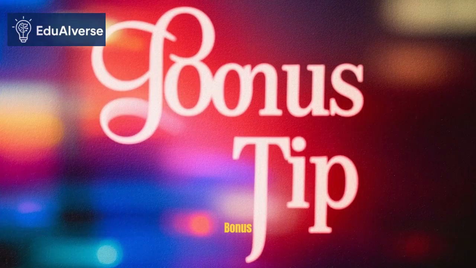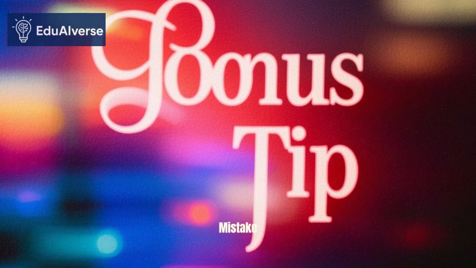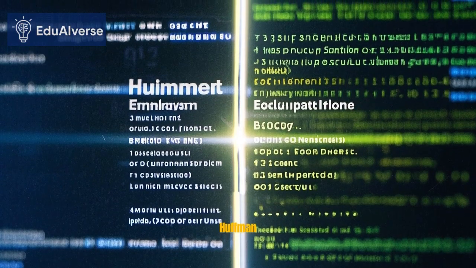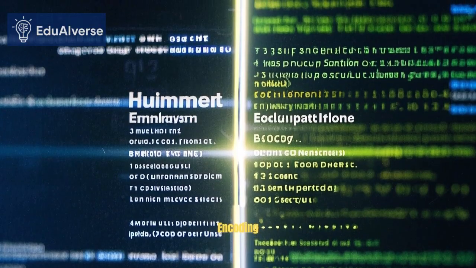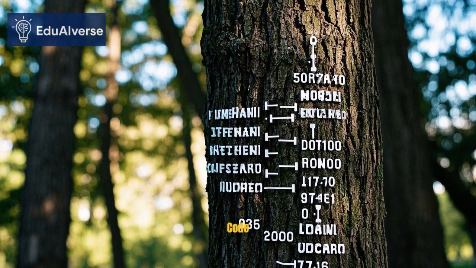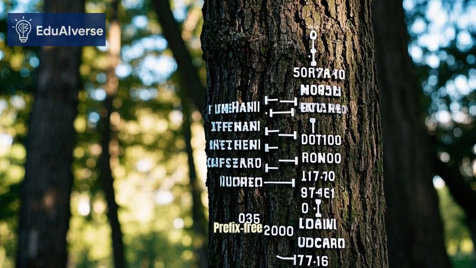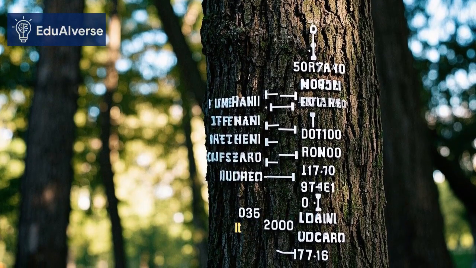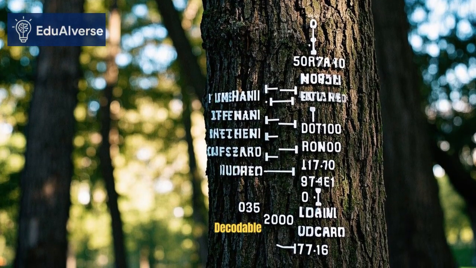5. Bonus tip: common mistake. Don't confuse Huffman Coding with fixed-length encoding. Huffman ensures no code is a prefix of another, the prefix-free property, making it uniquely decodable.